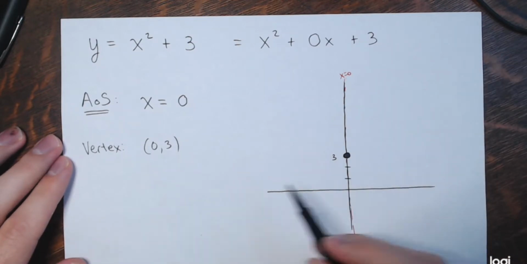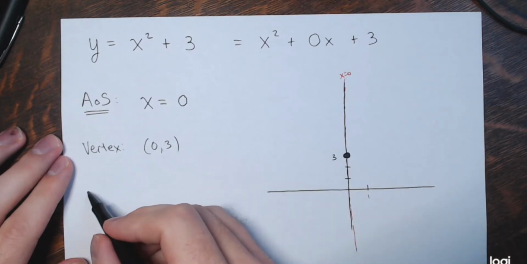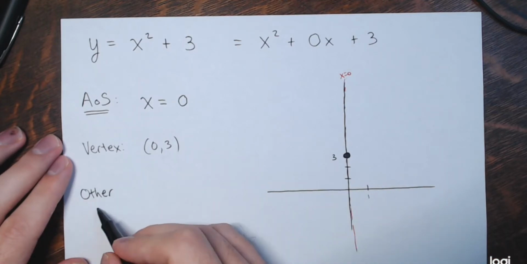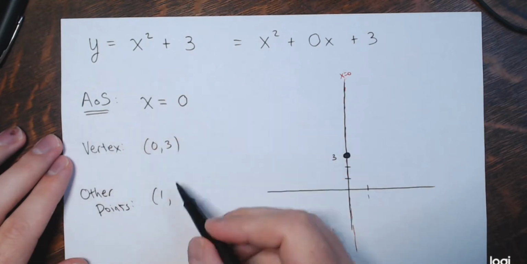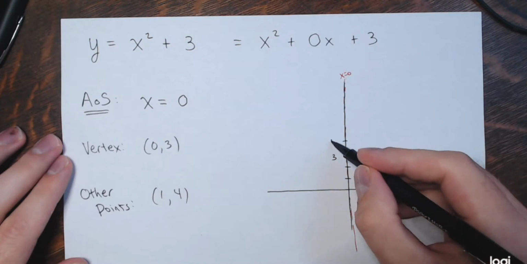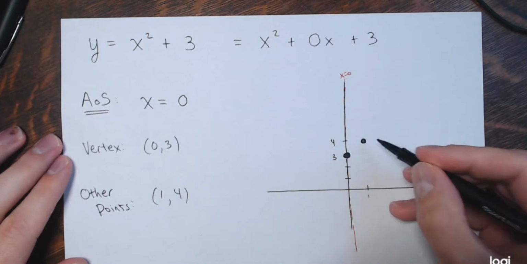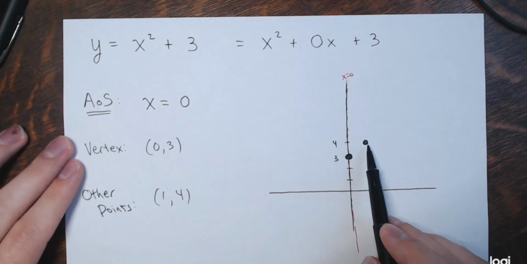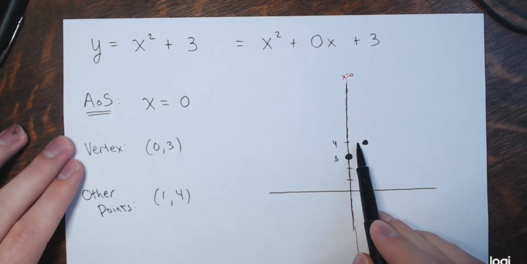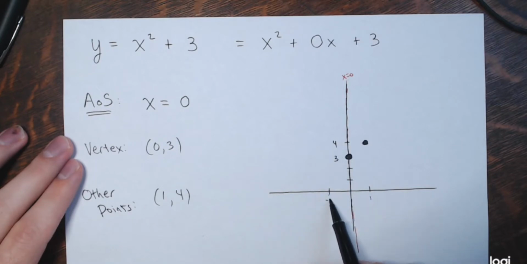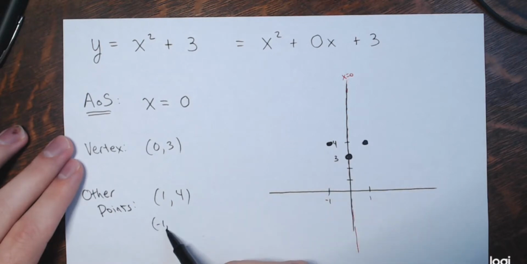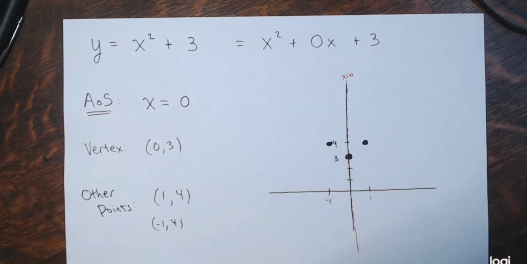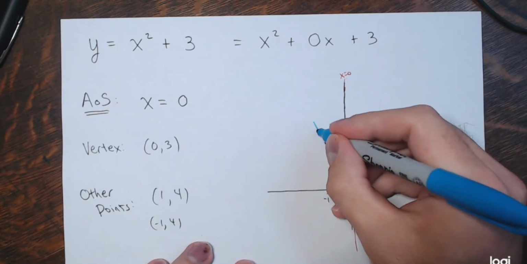So I'm just going to plug in some other value, say 1. So just other points. All I need are 2 other points. When x is 1, y would clearly be 4. So there's 1, 4. And then I can use the symmetry. This point 1, 4 is 1 unit to the right of the axis of symmetry. So that means 1 unit to the left at -1 would also have an output of 4. There's a point over there. And you could also just plug it in. And here it is.